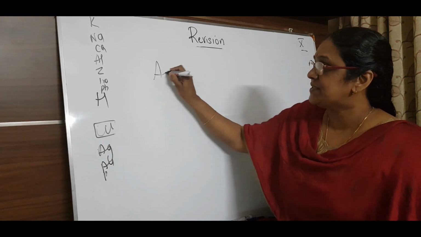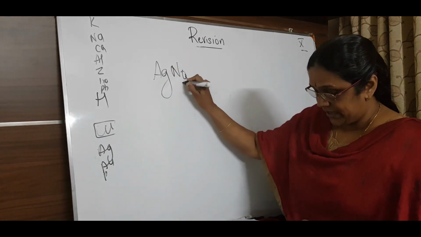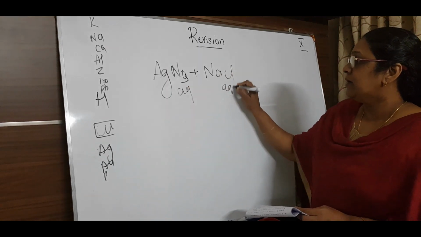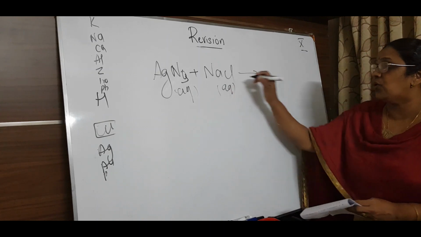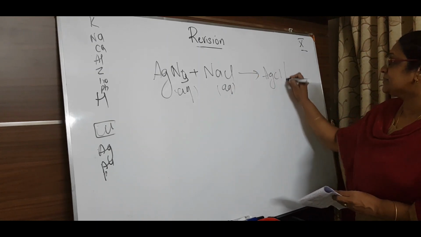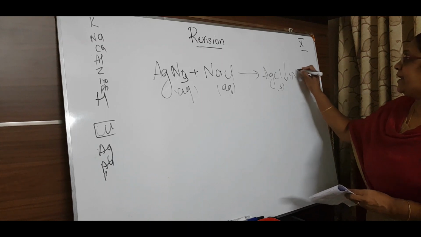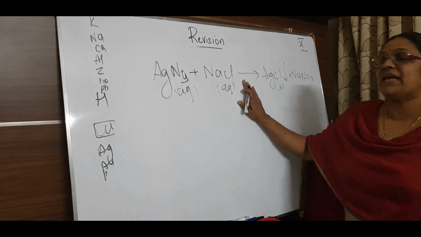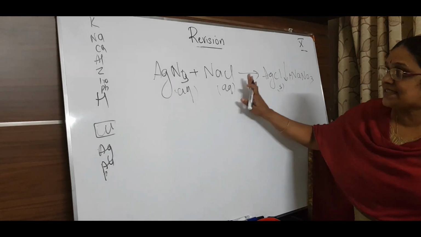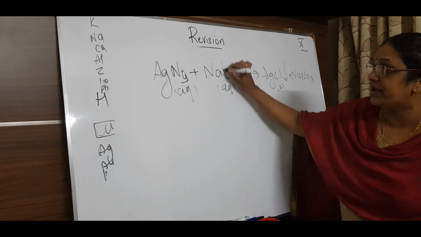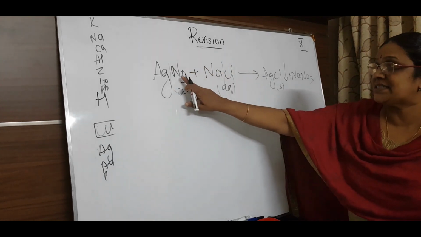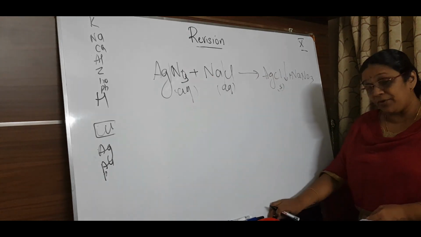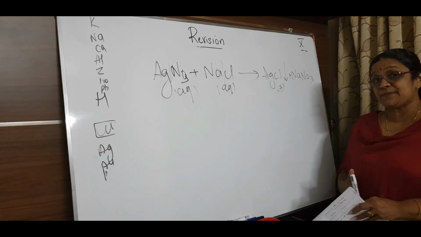Now the first reaction is, listen, AgNO3 plus NaCl. Both are aqueous. Aqueous gives AgCl, which must be a solid, and NaNO3. Now the question is, what type of reaction is this? Just seeing this reaction, you know it is an ionic reaction, ions are there. Now, exchange of ions between the reactants to get products. What type of reaction is that? It is a double displacement reaction.